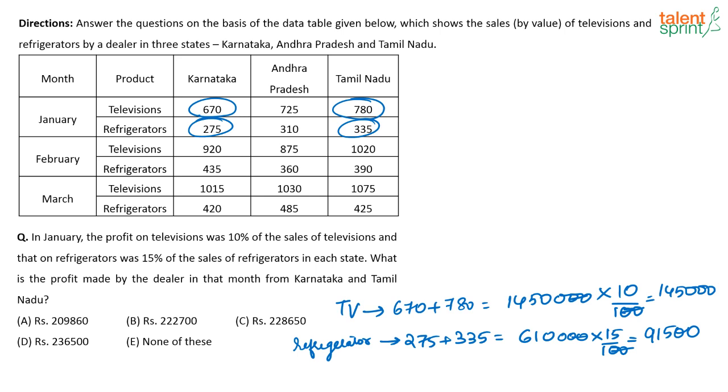14 you will have plus 9, it will be 23, correct? Sorry, 91,500. 1,45,000 plus 91,500, that is 2,36,500. That's your answer. This was an easy one in this set.